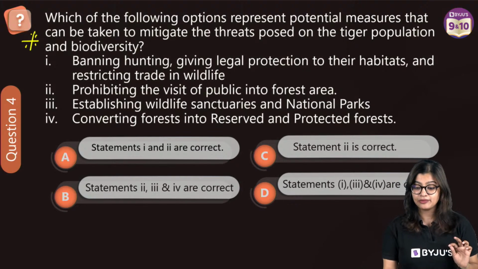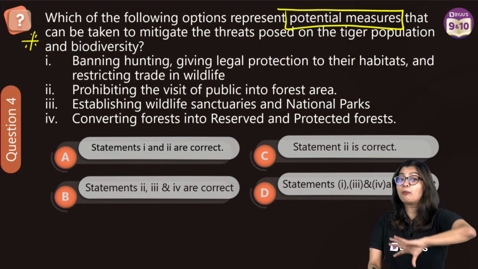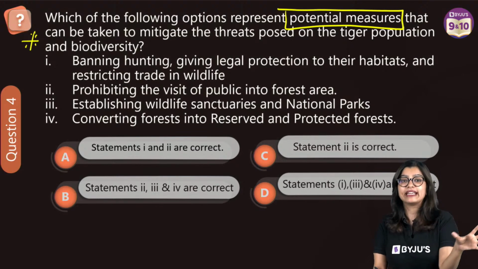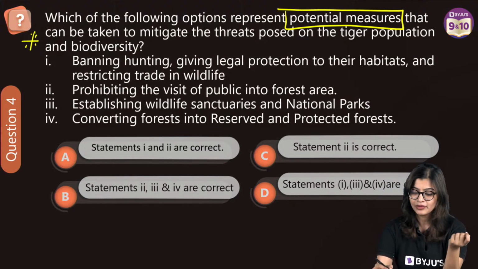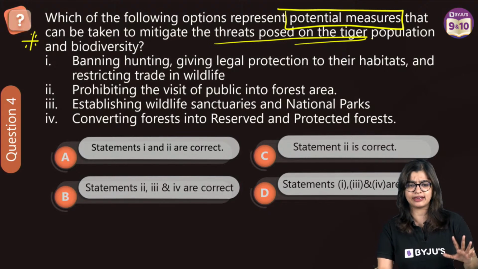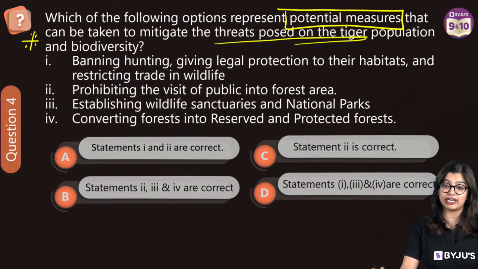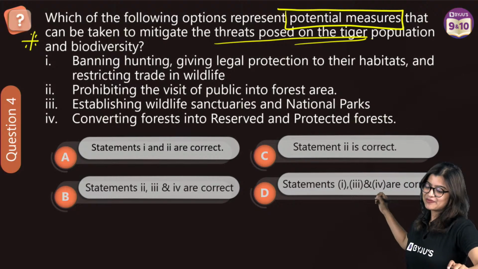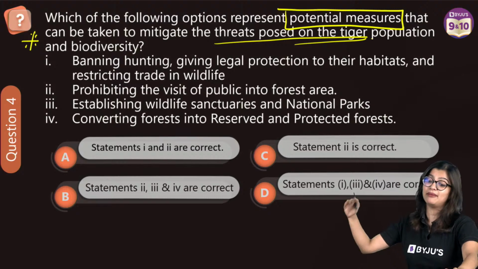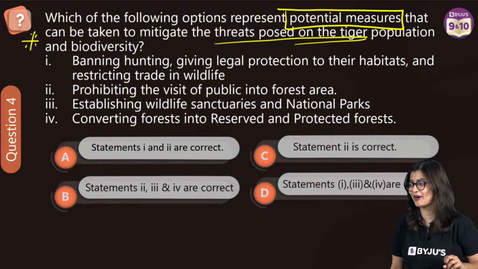Now, what are they asking? They're asking what are the potential measures. So what can you potentially do to mitigate or tackle the threats posed on the tiger population and its biodiversity? No problem, Linda, but be regular from now on. It will definitely help you. So we have to figure out the potential measures and threats posed on the tiger population. Sorry about that.